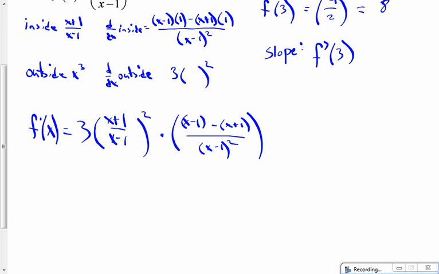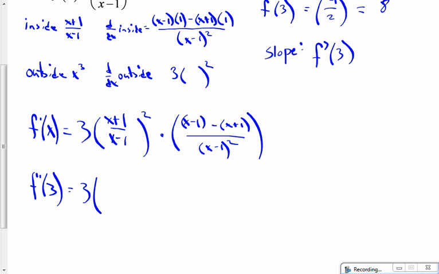Little bit of thought for you. Think about problem-solving strategies right now. Is it worth our time to simplify the derivative? No. We're not going to do anything with it except plug in 3, right? So really, I want f prime of 3 now.